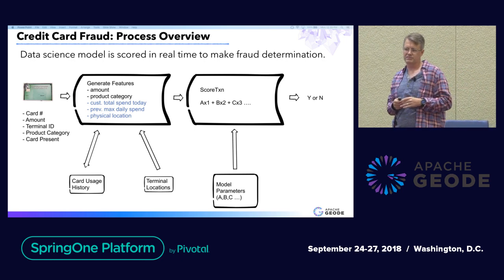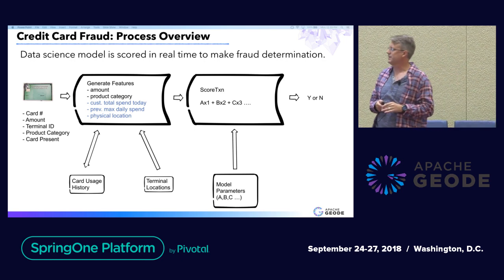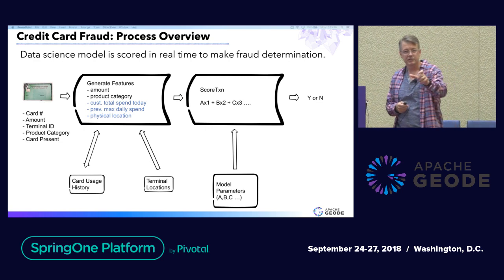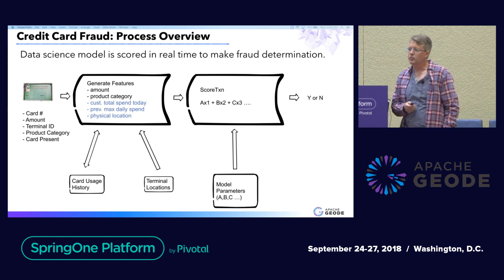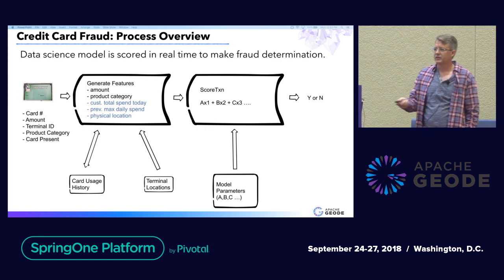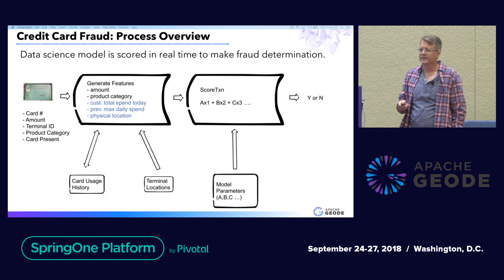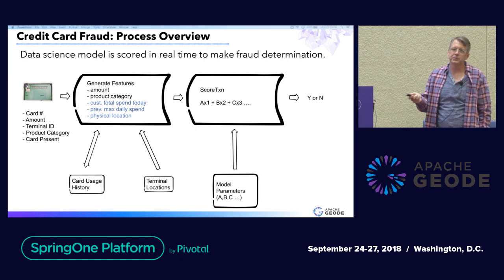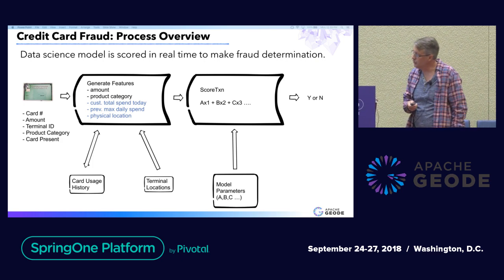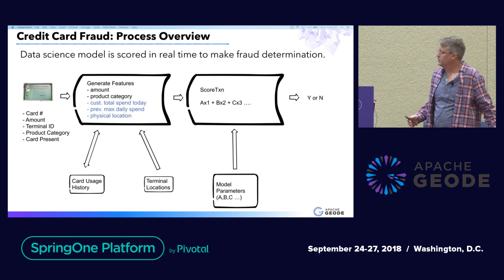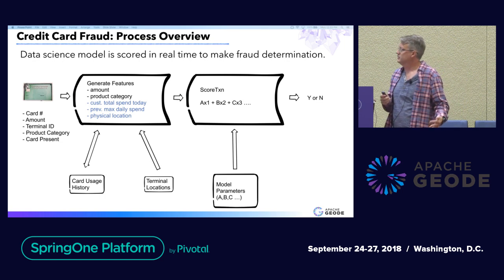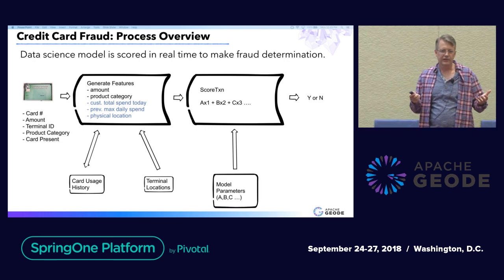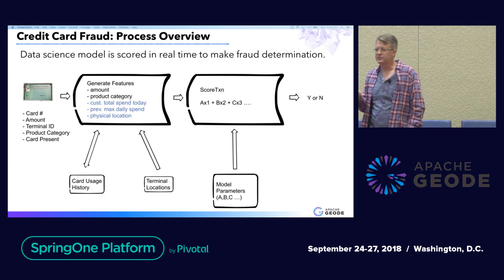You've got to augment that data with reference data. So as an example, turn the terminal ID into a physical location. Or maybe you need the total card spend so far today. You need to look that up. Or maybe you need the maximum card spend ever in a day. Those are all called features. So we need to look those up, and then we need to feed that into the data science model along with model parameters and score it, get our fraud check. All has to happen in a few tens of milliseconds.